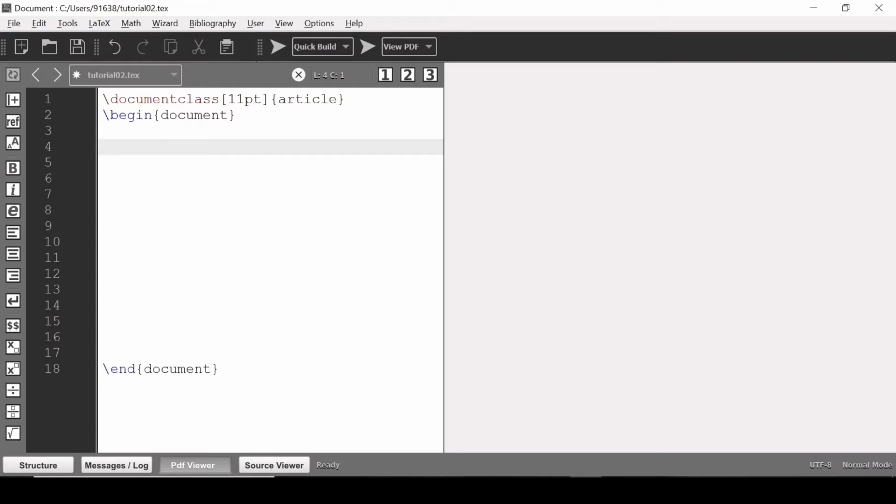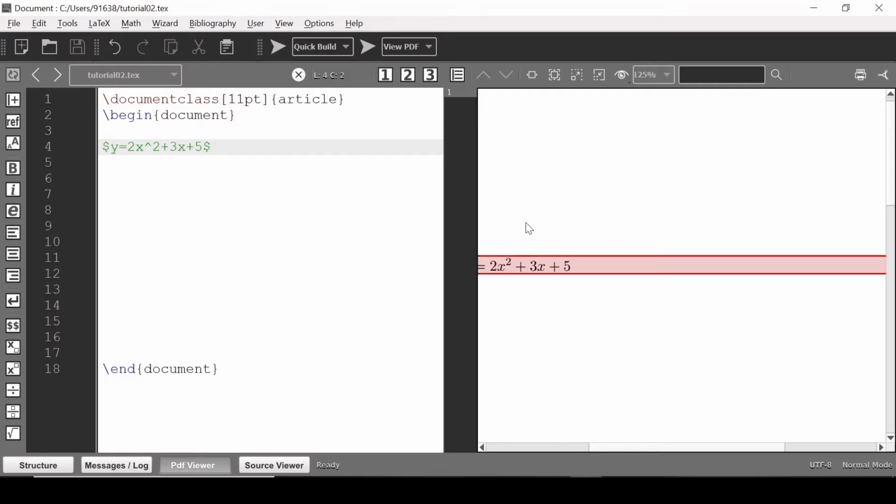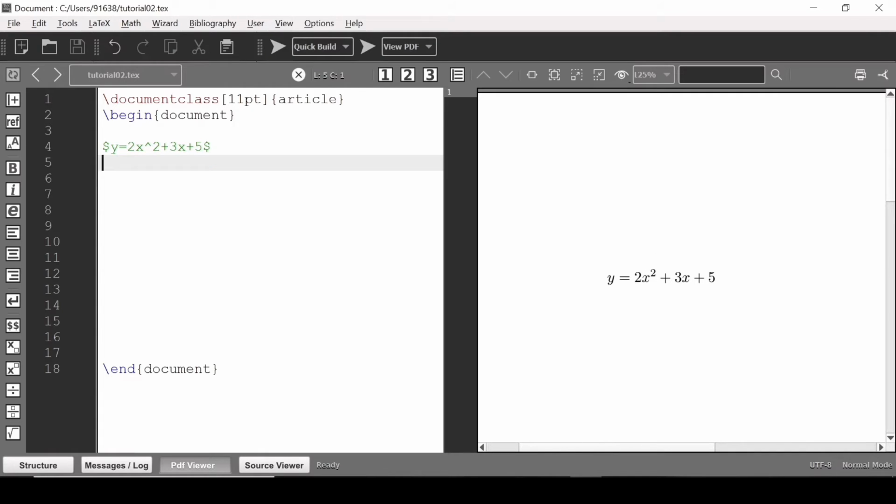So let's write some common mathematical equations like y equals 2x squared plus 3x plus 5. For writing mathematical equations, you know that you have to put these equations in a dollar sign. So let's put this equation in a dollar sign, and you will see the result.